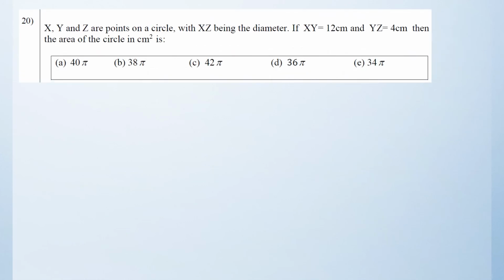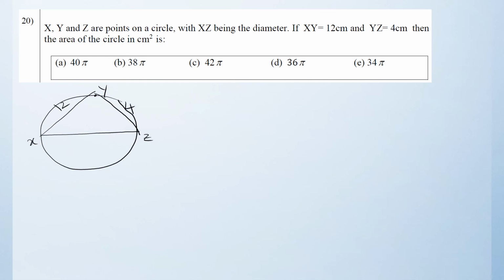Question number 20. X, Y, Z are 3 points on a circle such that XZ is the diameter. So this is the center, X here and Z here. Y will be another point where XY equals 12 centimeters and YZ equals 4. Since XZ is the diameter, this angle will be 90.